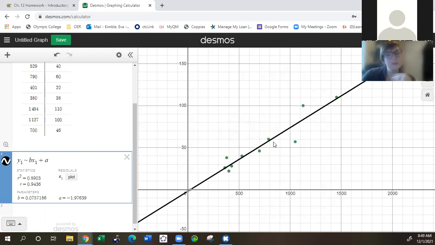So remember, these relationships work both ways. If you know your x, you can estimate your y. If you know your y, you can estimate your x.